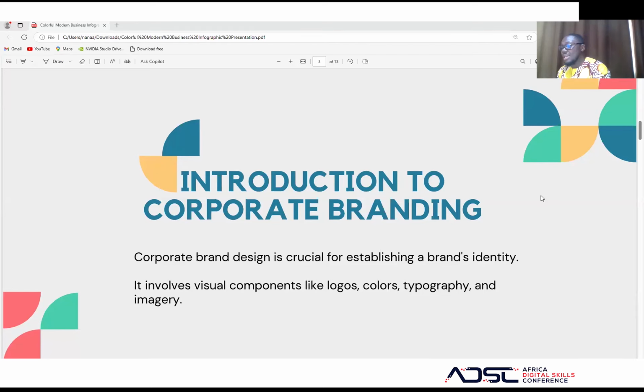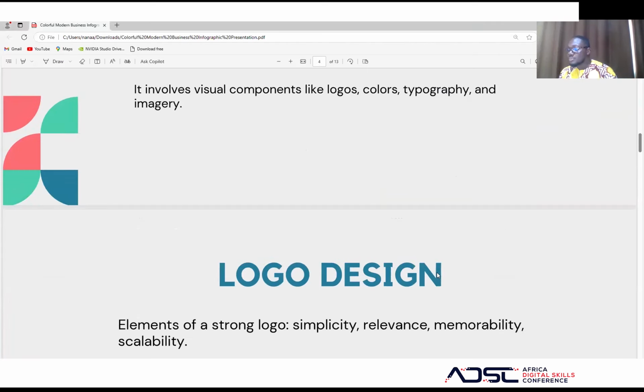So if you look at the definition I made here, it says corporate brand design is crucial for establishing a brand's identity. It involves visual components like logos, colors, typography, and imagery. All right, let's move to the next one.